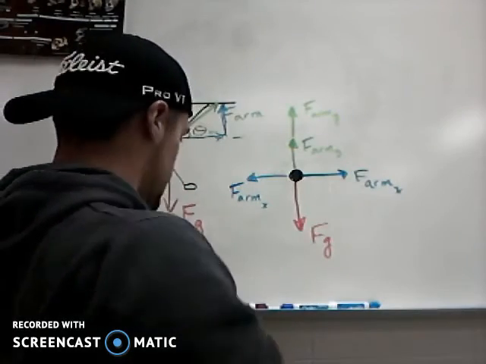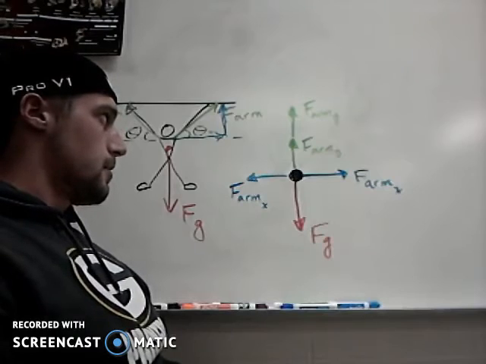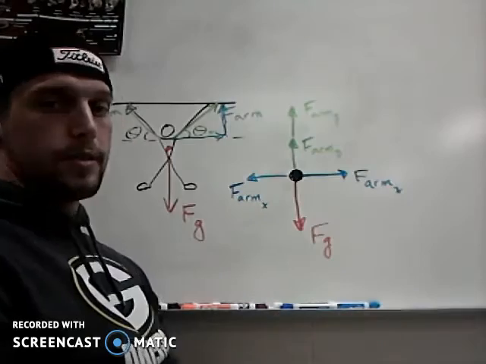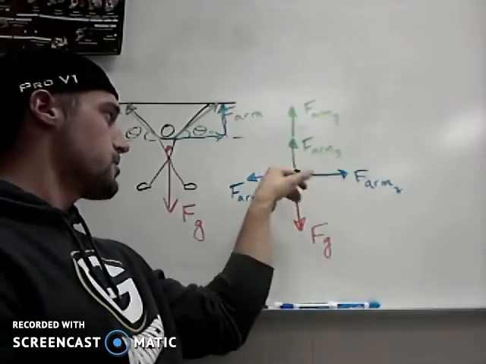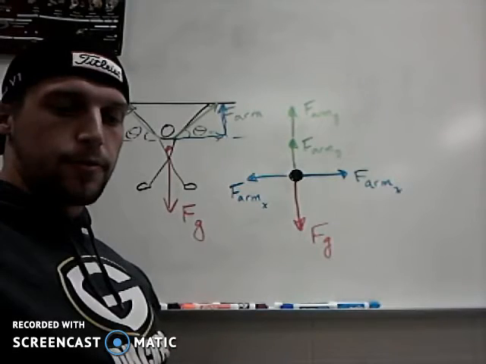All right? So Arnold's at rest. Everything's balanced here. Two arm forces now equal the force of gravity. These two forces cancel out. We're in equilibrium again. All of our forces are balanced. It's great.